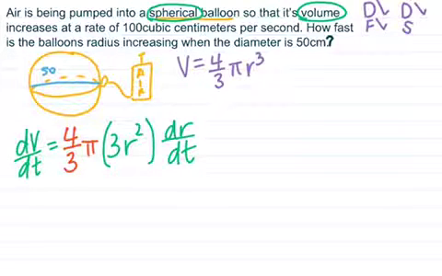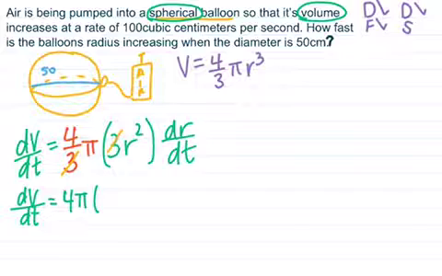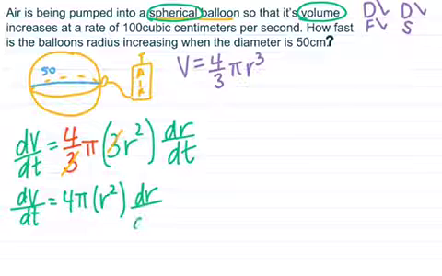And if you want to simplify the right hand side, we can go ahead and cross out these 3's because they do cancel each other out. And that will leave us with dV/dt is equal to 4 pi r squared dr/dt.